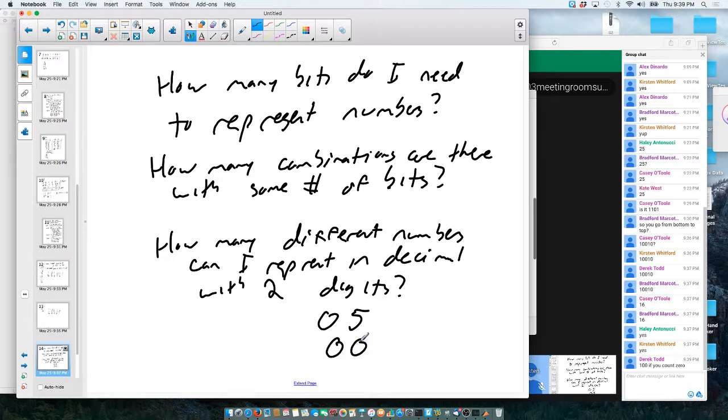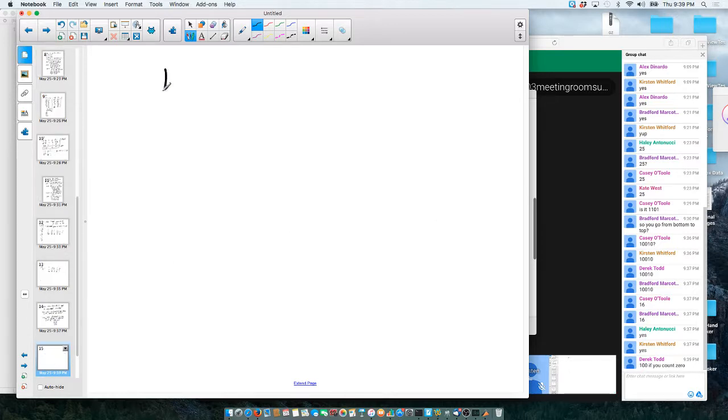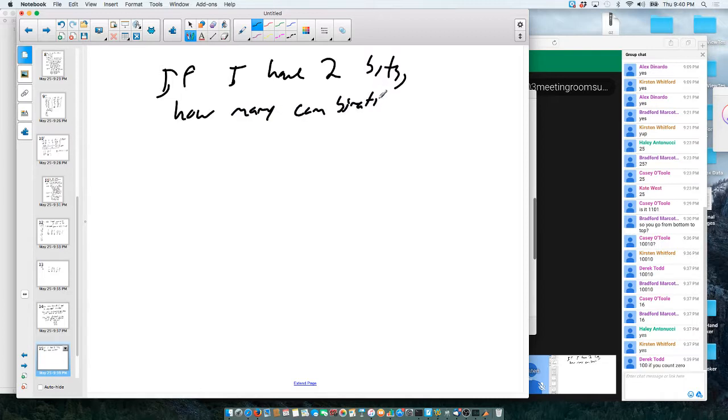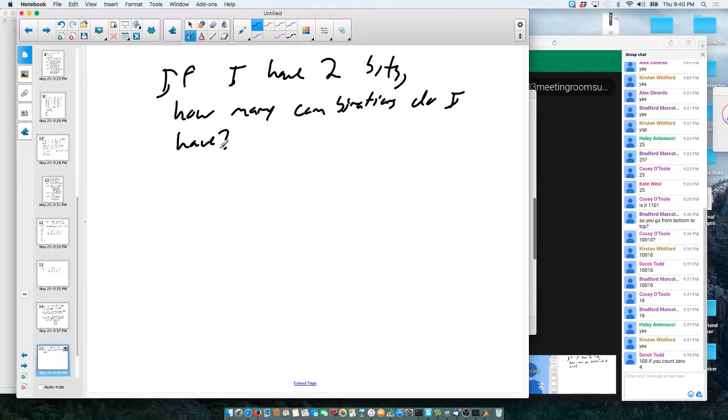Make sense? So now let me go back to the bit question. If I have 2 bits, how many combinations do I have? 2 digits was 100. 2 bits, which when I can't have 5s and 7s and 9s and things like that, how many combinations do I have? 4. Why?